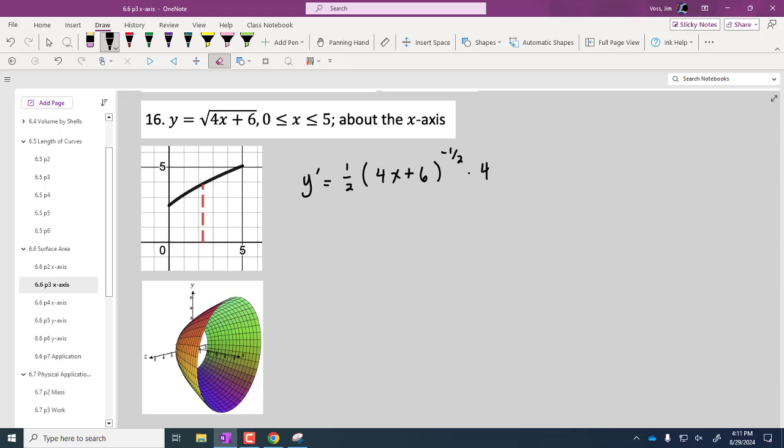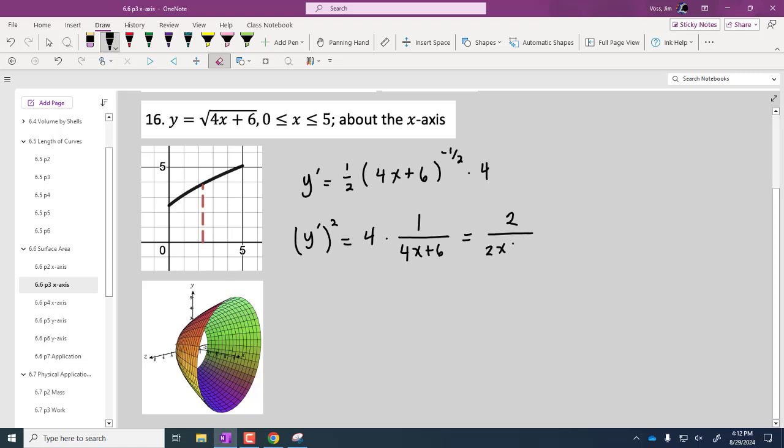So there's our derivative. Then we have to square. So when we square it, let's combine the 4 and the half. So that's going to be a 2. 2 squared is 4. And then we're going to square that other piece. And when we square that other piece, this becomes 1 over 4x plus 6. We could cancel out a 2. There's 2 common to all 3 terms. So we could get that.